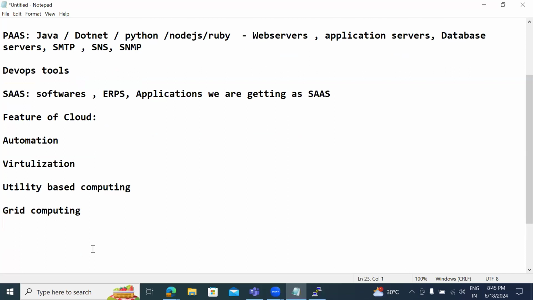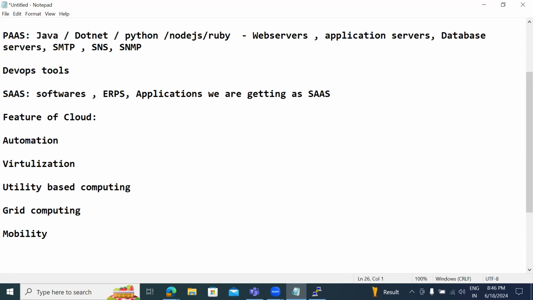Then the next one is mobility. What is the meaning of mobility? From any device, anywhere, on any connection, we can connect to the cloud. It's not like I need to connect only from the office. We don't have these kinds of restrictions. From any device we can connect. So this kind of mobility is offered by the cloud.